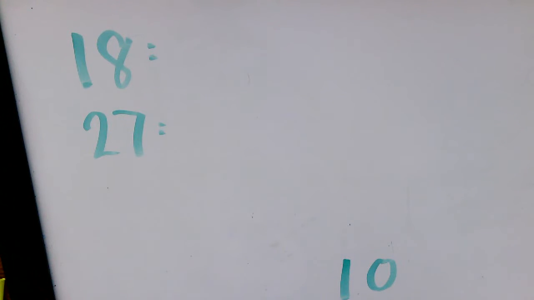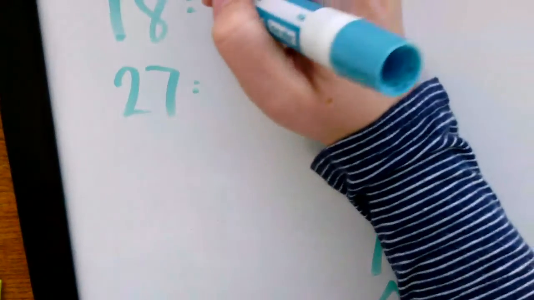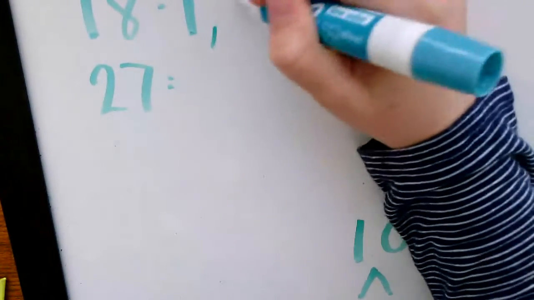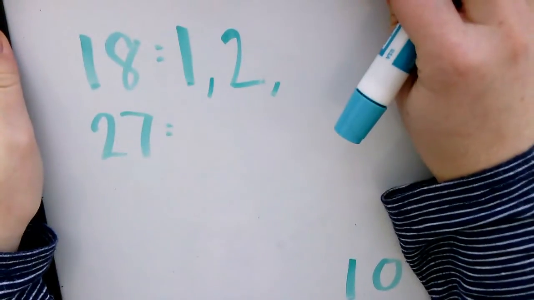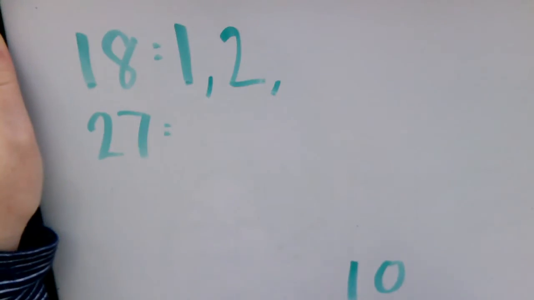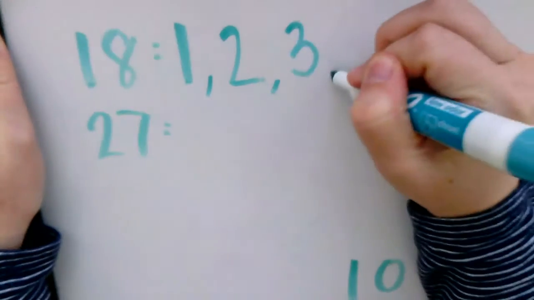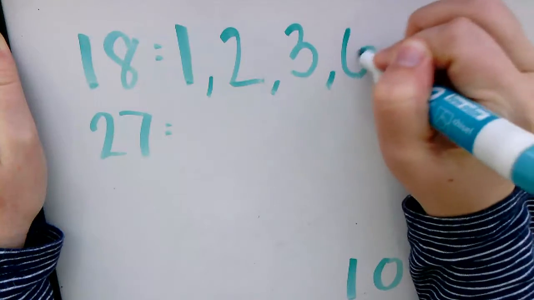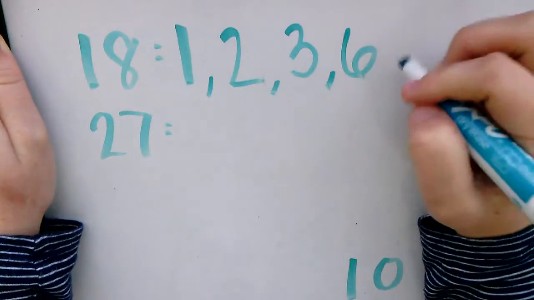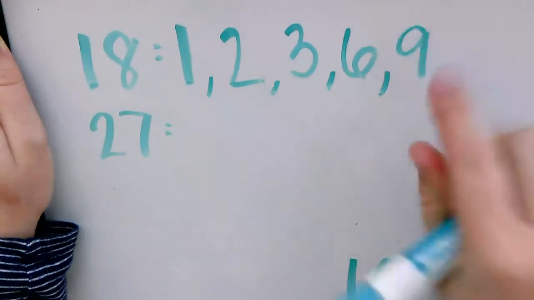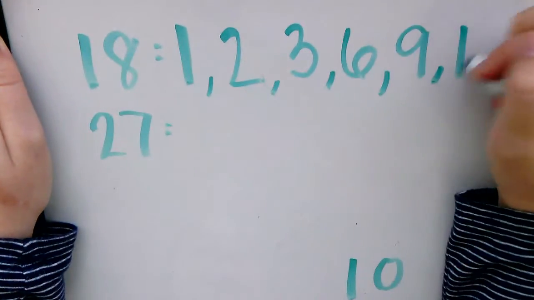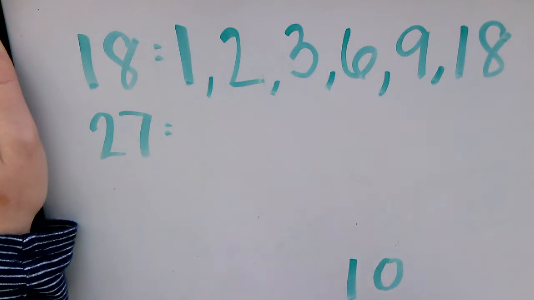I'm going to just list the factors to find the greatest common factor that they have in common. I know 1 goes into 18, I know 2 goes into 18, and I'm going to keep these in numerical order so that I am able to easily see what they have in common. I know 3 goes into 18, not 4, not 5, I know 6 does, not 7 or 8, but I know 9 does. 6 times 3 is 18. 9 times 2 is 18, and 1 times 18 is 18. So I know I am done.